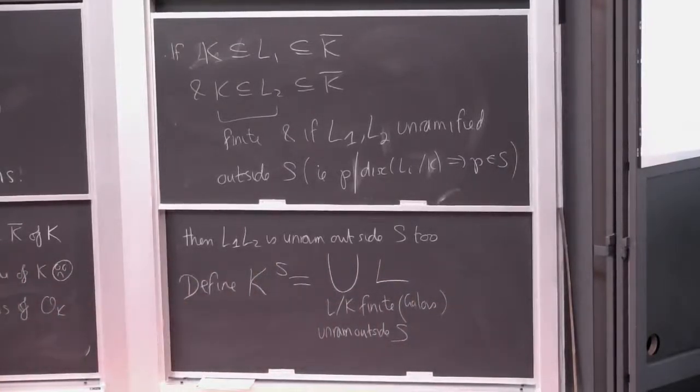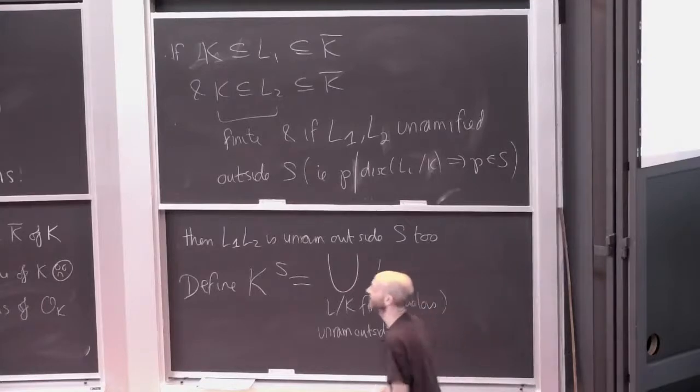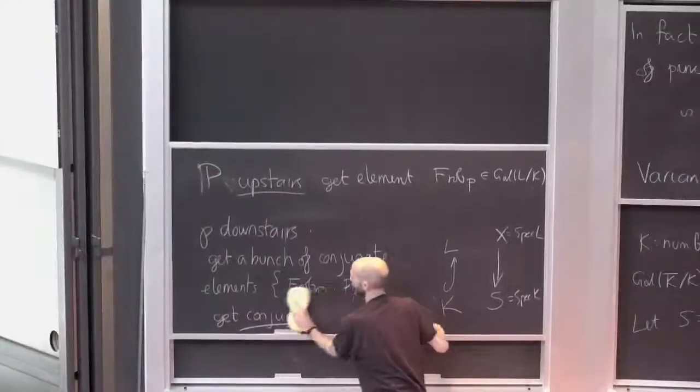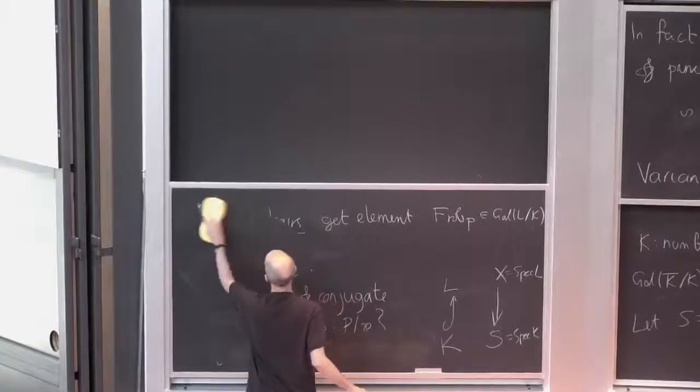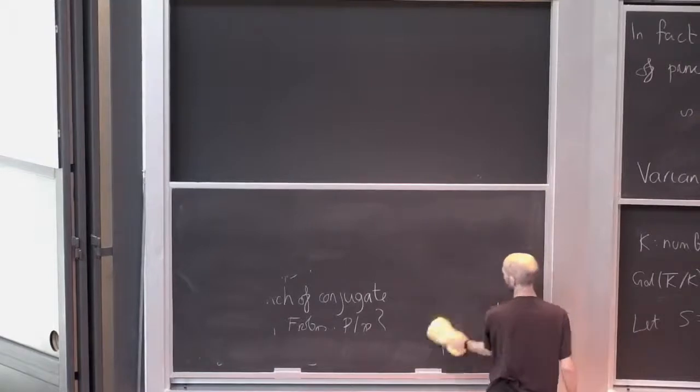Not always, right? If S is empty and K is the rational numbers, then we'd be looking for an extension of the rational numbers which is unramified at every prime. And there's an old theorem that says that K_S would be K then, right? Every number field other than Q is ramified somewhere. So this K_S, if S is empty, it could be finite.